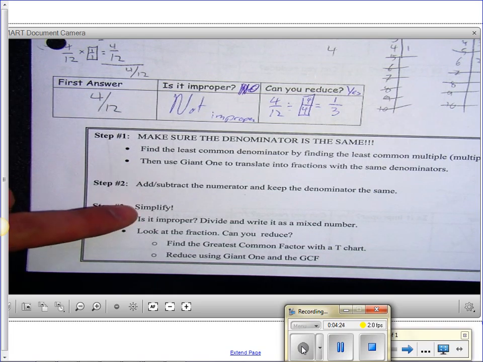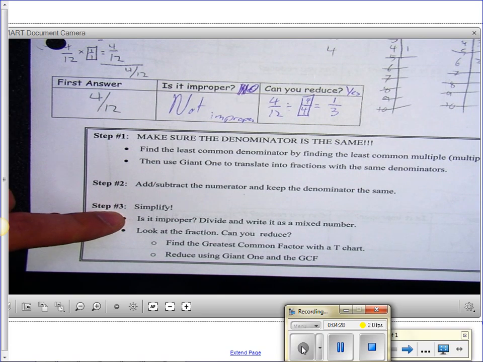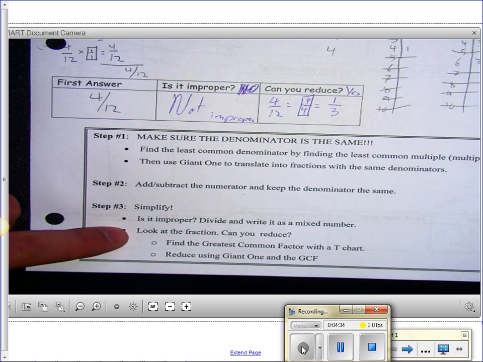Simplify. Simplify means 2 things. Is it improper? If it is, divide and write it as a mixed number. Can you reduce it? If you can, find the greatest common factor with a t-chart. Then reduce using giant 1 and the greatest common factor.